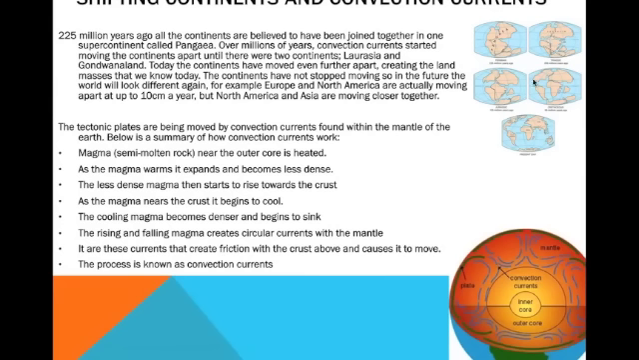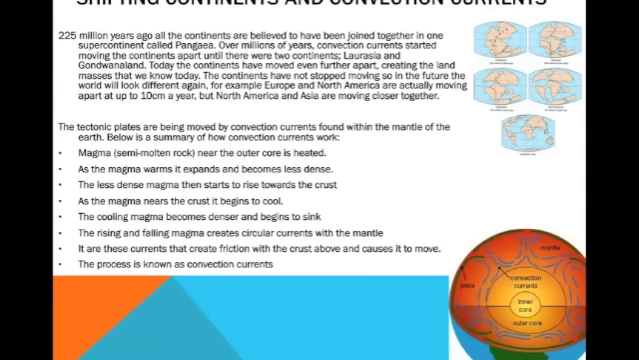Today, the continents have moved even further apart, creating the land masses that we know today. The continents have not stopped moving, so in the future, the world will look different again. For instance, Europe and North America are actually moving apart at up to 10 centimeters a year, but North America and Asia are moving closer. So, the tectonic plates are now being moved by convection currents found in the mantle of the Earth. Below is a summary of how convection currents work.